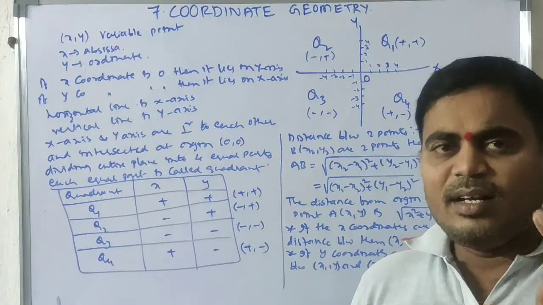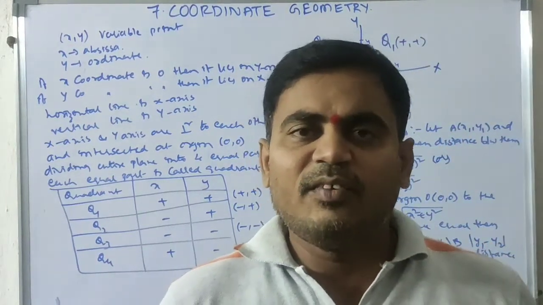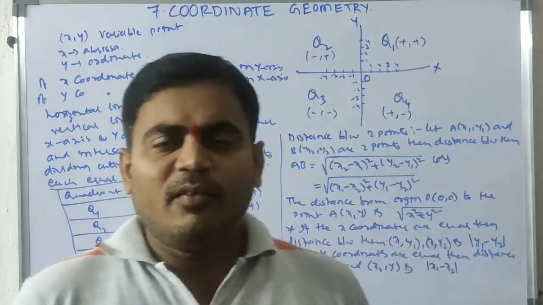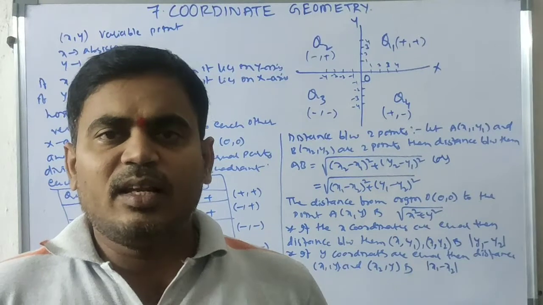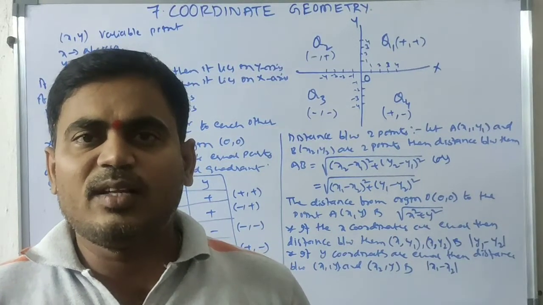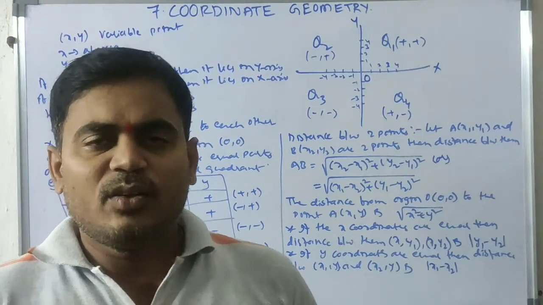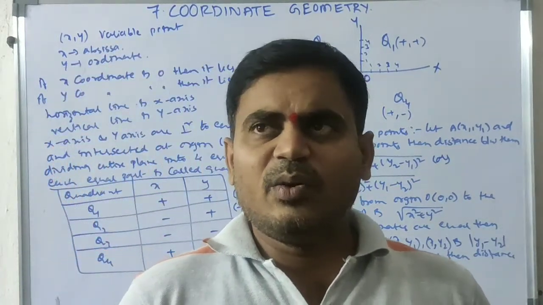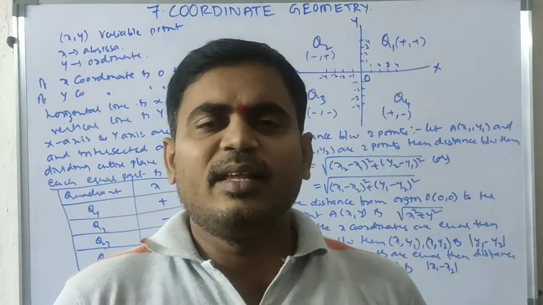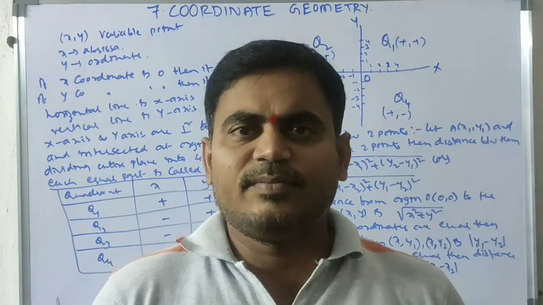If both the x coordinates are equal, then the distance between them is the difference between y coordinates, that is mod y1 minus y2. If the y coordinates are equal, then the distance between them is the difference between x coordinates, that is mod x1 minus x2. Collinear points are nothing but 2 or more points that lie on the same line. Then the points are said to be collinear points.